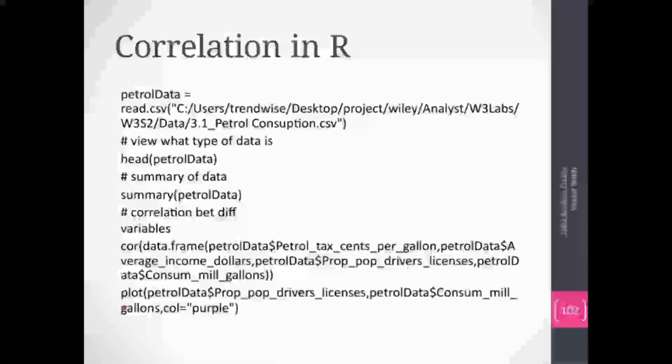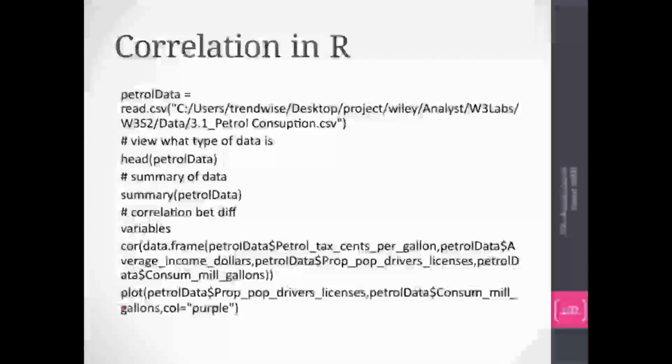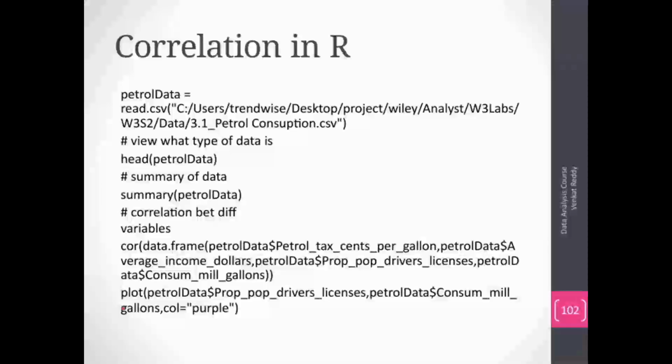Finally, I plotted the proportion of the population with driver's licenses against petrol consumption, using a purple color to clearly visualize the relationship. This visual aid makes it easier to interpret how these variables are connected. All of these steps, loading data, summarizing, analyzing correlations, and plotting, are fundamental in data analysis. They allow us to uncover patterns and insights that inform better decision-making, fitting into the broader theme of understanding data to make smarter choices.